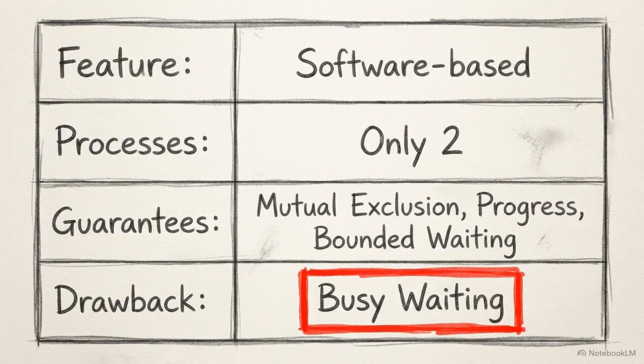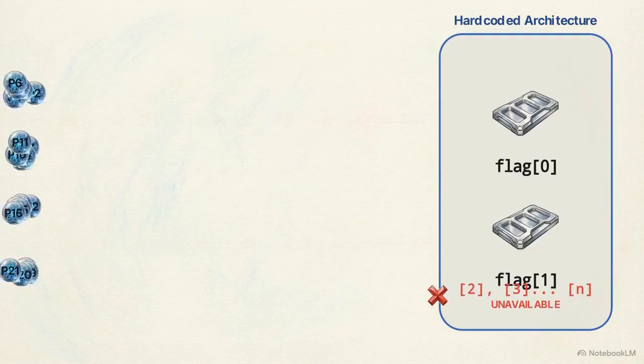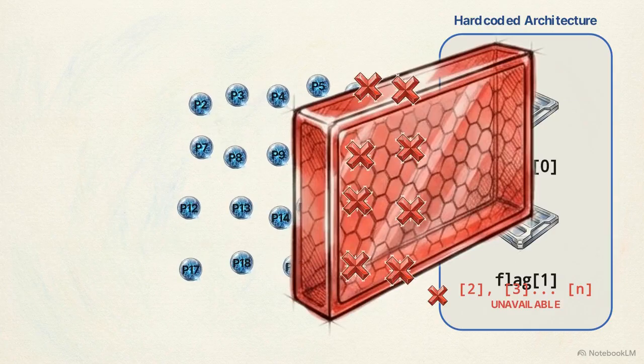Looking at this execution trace, the logic is flawless. But transitioning from theoretical perfection to the practical limitations of real-world computing, structural flaws emerge. The first major limitation is scale. Peterson's solution is strictly hard-coded to balance exactly 2 processes. It cannot effectively scale to manage the dozens of concurrent tasks required by a standard machine.